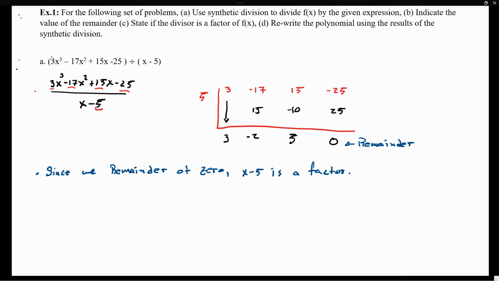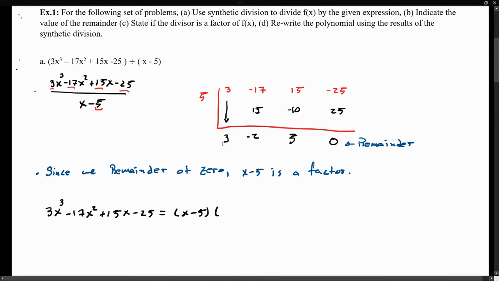And what conclusions can we draw from here? Well, since x minus 5 is a factor, then we can say that the expression 3x cubed minus 17x squared plus 15x minus 25 is equivalent to x minus 5 times the result that we got from our synthetic division. But how can we interpret this result?